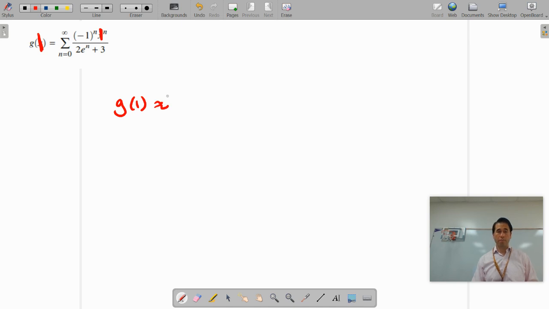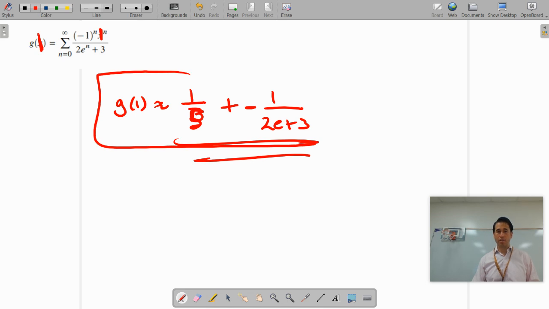So g of 1 will be approximately equal to, for the first term, plugging in a 0. If I plug in a 0, I get 1/3, plus I get 1/5, because 0 there would be 2 plus 3. And then plus the next term, we would plug in a 1, so it's going to be negative: 1 over 2e plus 3. So that is used to approximate.